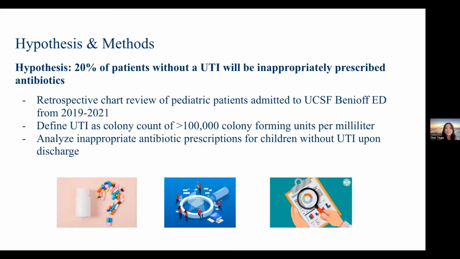Because antibiotics are given empirically and before a confirmed UTI, we hypothesize that 20% of our patients without a UTI will be inappropriately prescribed antibiotics. To test our hypothesis, we conducted a retrospective chart review of pediatric patients admitted to the UCSF Benioff Emergency Department from 2019 to 2021, and we defined a UTI as a colony count of greater than 100,000 colony-forming units per milliliter of gram-negative bacteria, and we want to analyze the number of inappropriate antibiotic prescriptions for children without UTI.